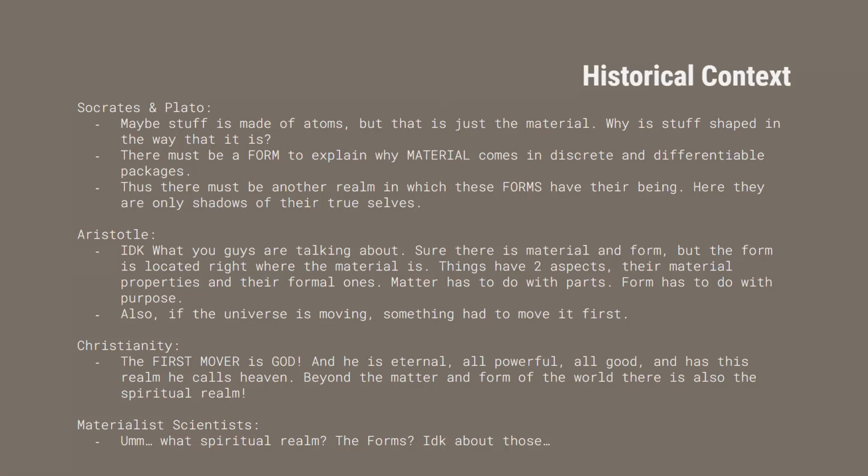I mean, there's a big difference between having a clump of matter like a rock or a piece of dirt or a pile of sand, and having a house, a chair, a human person, a kitty cat, right? There must be some kind of form, something to explain how the material, which comes in discrete bits, can be packaged up into these larger functional complexes. And so Socrates and Plato ended up postulating that there must be some other kind of realm in which these forms have their being, and that in the real world we've got this combination of matter and form that are smooshed together.